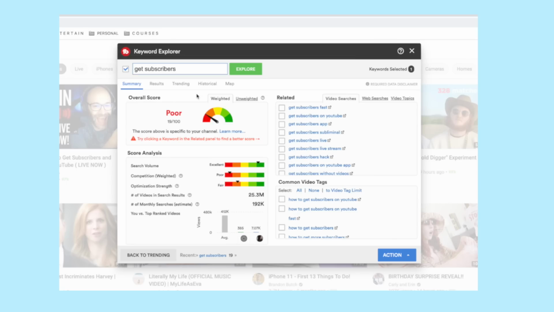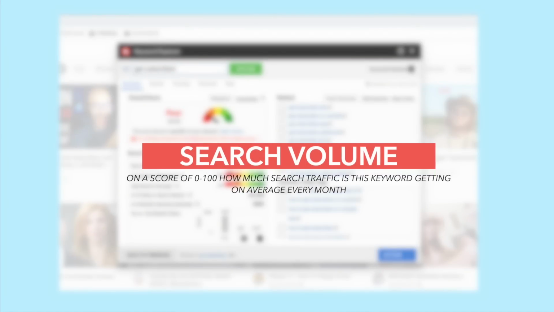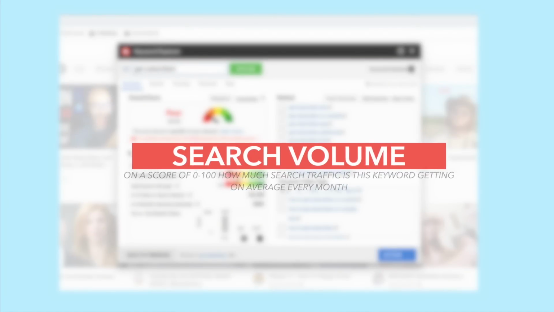So now, once I have my overall score, I want to go down to the score analysis down here. The score analysis is broken down into search, competition, and optimization strength. So up here, the search tells you on a score of 0 to 100 how popular this search term is and how much people are searching for it.